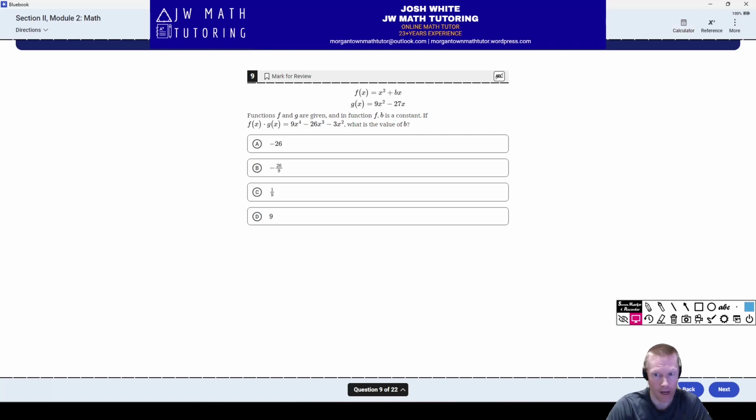All right, next up we have question number 9. Here you have two functions and you're told what they equal when you multiply them. I will do all the work out for this by hand, but again, it's going to be so much quicker and easier to solve this in Desmos. If you multiply these two together, basically we're going to do FOIL, and you're going to get 9x to the fourth.